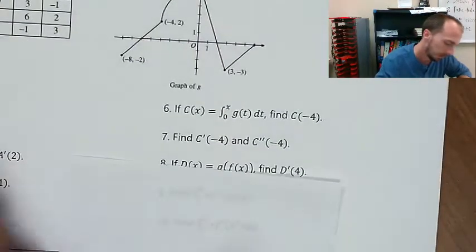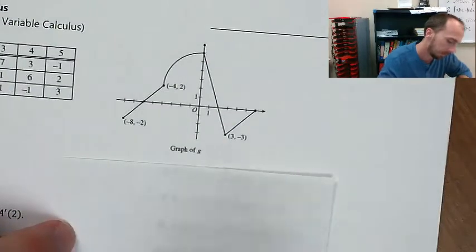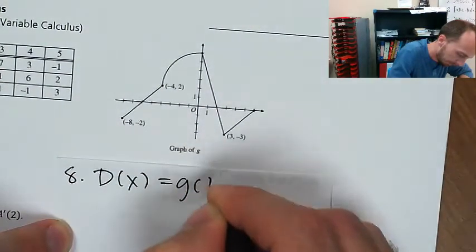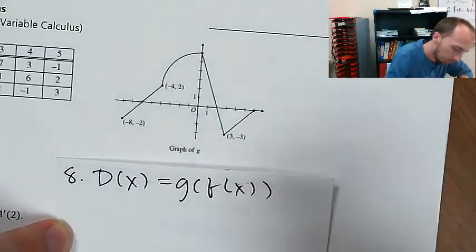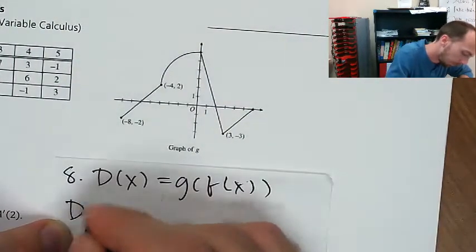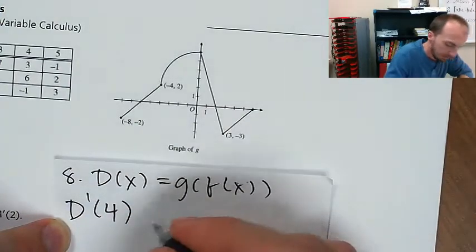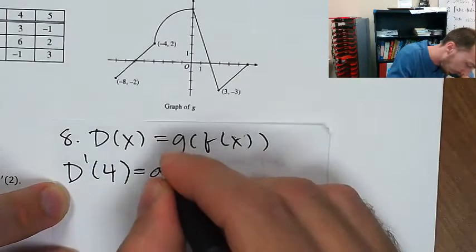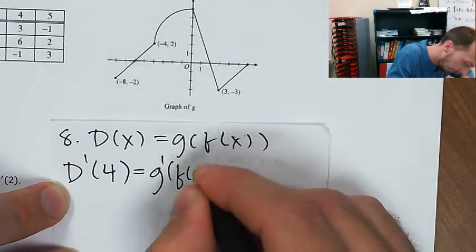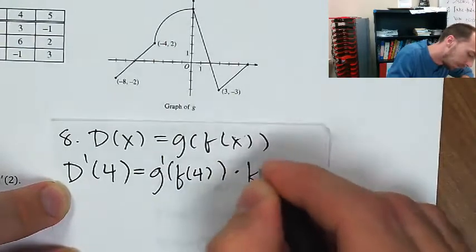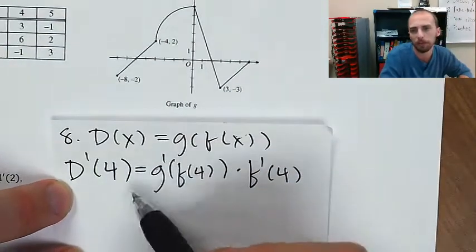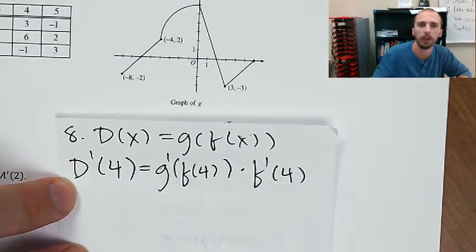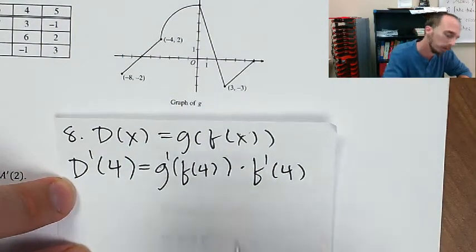Okay, number 8. If d of x is g of f of x, then what is the value of d prime of 4? Well, that's where I'm going to take the derivative of the outside while leaving the inside the same, and multiplying by the derivative of the inside. And so I realized since I wrote d prime of 4, I didn't have any room to write d prime of x, and so I just kind of put the 4 in wherever I would have put x, right, when I was taking the derivative.